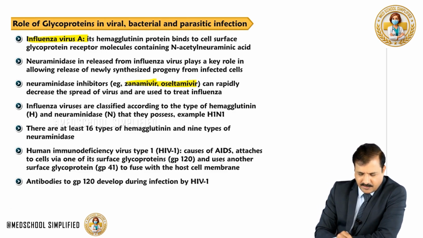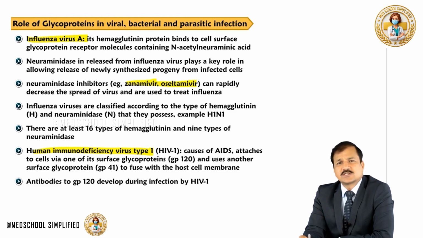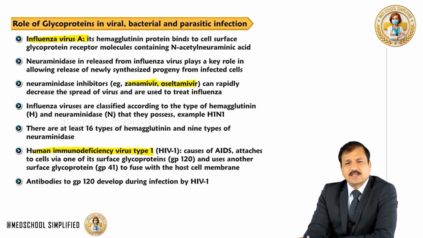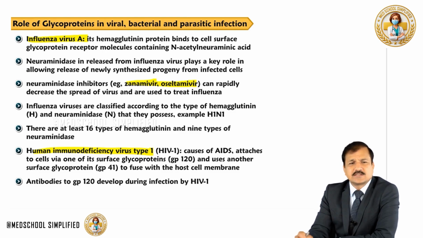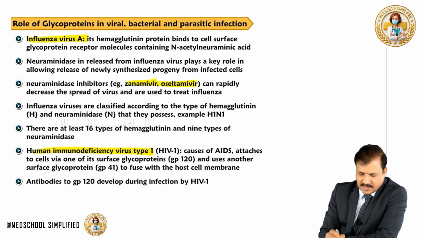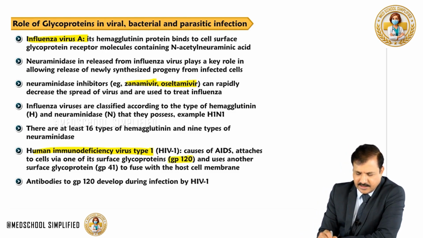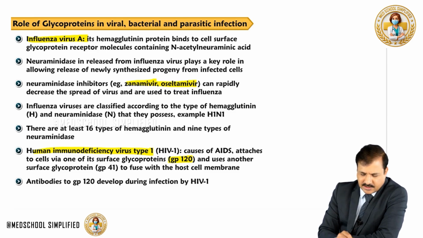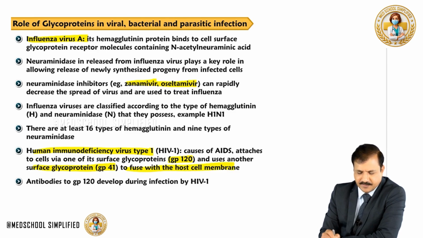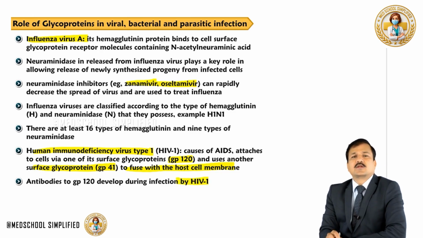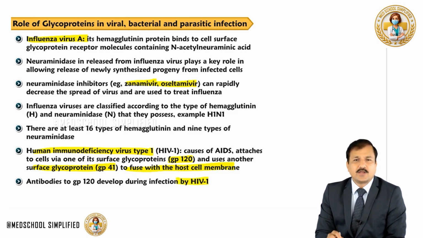Then we have human immunodeficiency virus type 1, that is HIV-1. It causes AIDS, and this virus attaches to cells via one of its surface glycoproteins called GP120, and it uses another surface glycoprotein, GP41, to fuse with the host cell membrane. So antibodies to GP120 develop during infection by the HIV-1 virus.